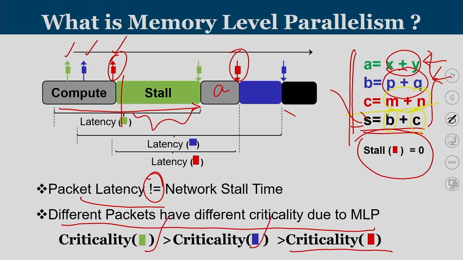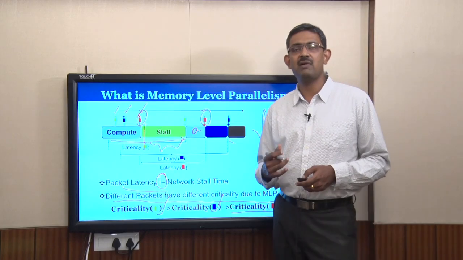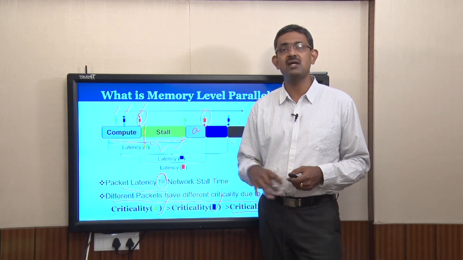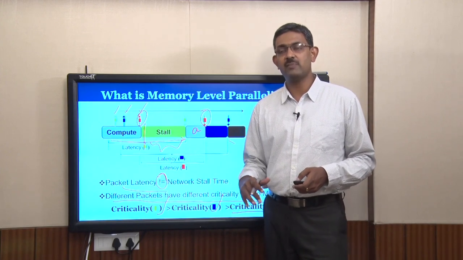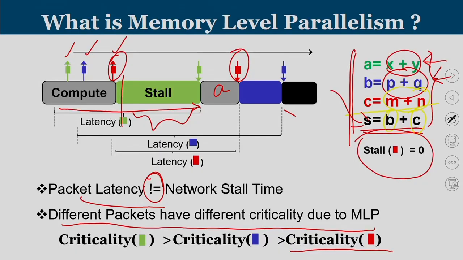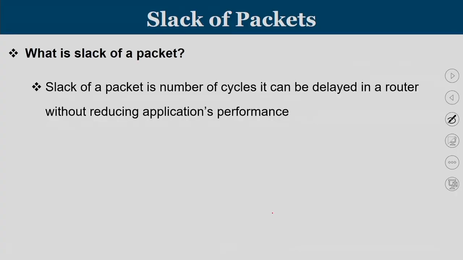So we were trying to understand the concept of memory level parallelism from the perspective of overlapping cache misses, and this can happen only if the processor is an out of order superscalar processor, at the same time using non-blocking caches. Now we try to understand the concept of a slack of a packet. Slack of a packet is defined as the number of cycles a packet can be delayed inside a router without reducing the application performance.